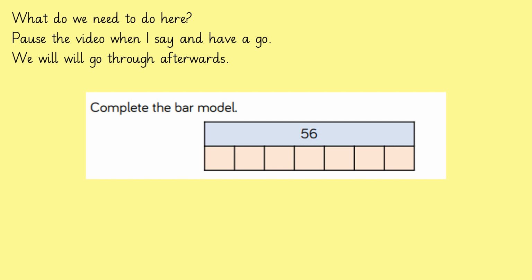What you need to do is look at how many equal squares are underneath the big bar of 56. How many are there? There is 7. So what do you think you're going to have to do to find out what is going to be in each box? That's right, you're going to have to do 56 divided by 7.